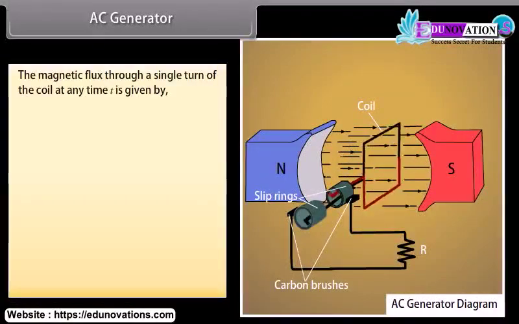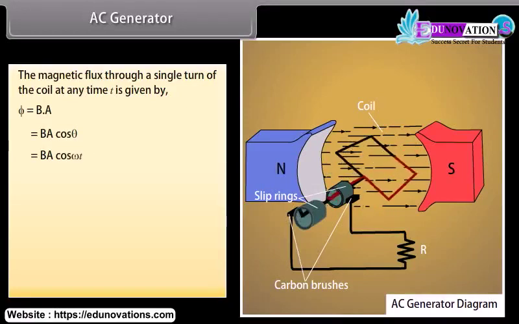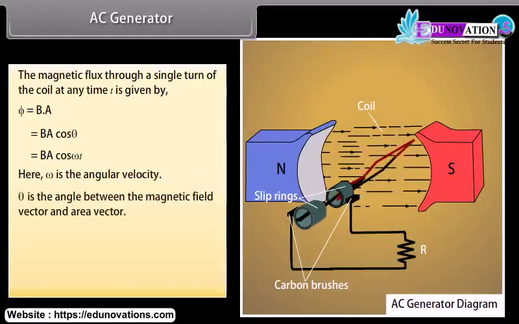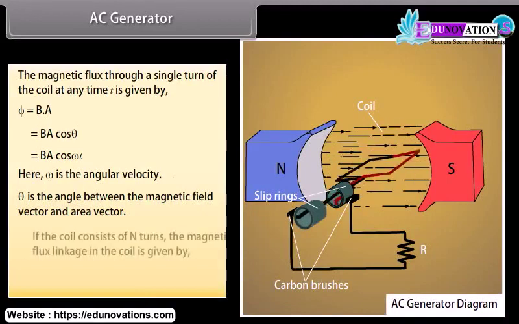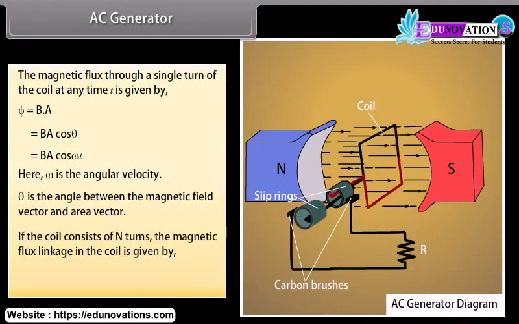The magnetic flux through a single turn of the coil at any time t is given by the dot product of B and A, which is equal to BA cos theta. It can also be written as BA cos omega t. Here omega is the angular velocity and theta is the angle between the magnetic field vector and area vector. If the coil consists of N turns, the magnetic flux linkage in the coil is given by NBA cos omega t.